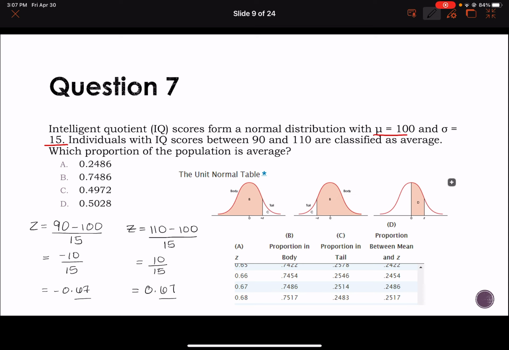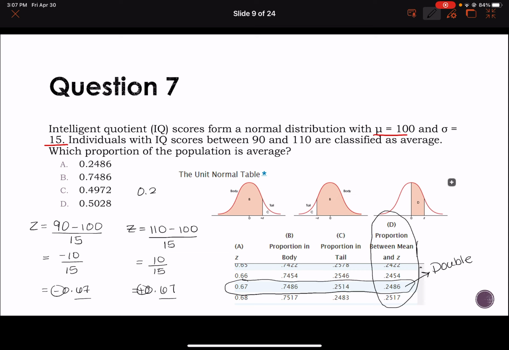So since these are the same number, just different signs, so one's negative, one positive, we can use that one row of 0.67, and then we're going to look at that last column. But remember, we're going to have to take that value and double it. So we're going to take the 0.2486, multiply that times 2, and we get 0.4972, or the second answer.